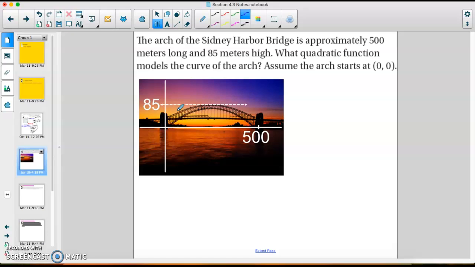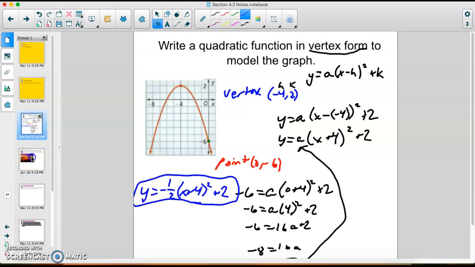So the arch of the Sydney Harbor Bridge is approximately 500 meters long. So from here to here is 500 meters and about 85 meters high. So in the y direction, we're up to about 85. We need to figure out a quadratic function that models the curve of the arch, and we're going to assume that it starts at (0, 0), so the point (0, 0) down here. Now our first step, just like in this problem, is to find the vertex.